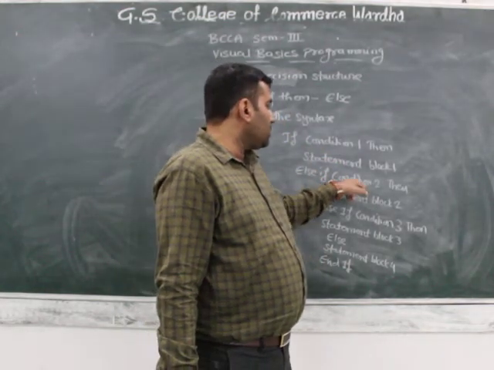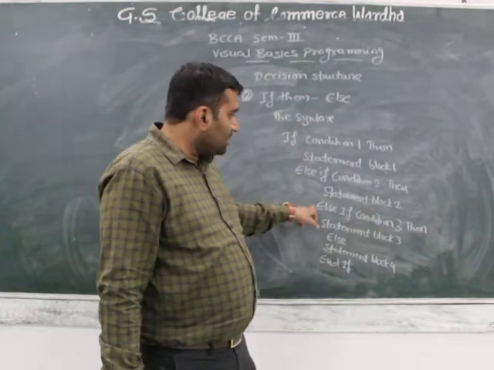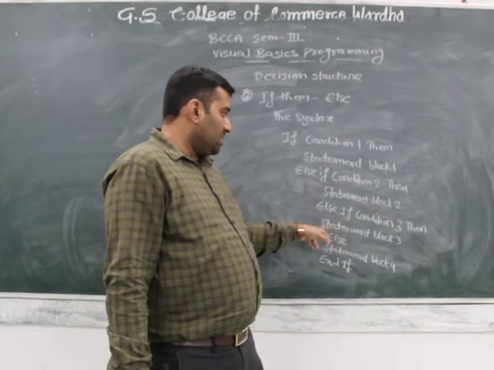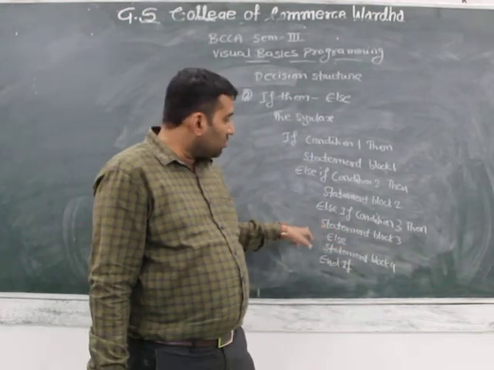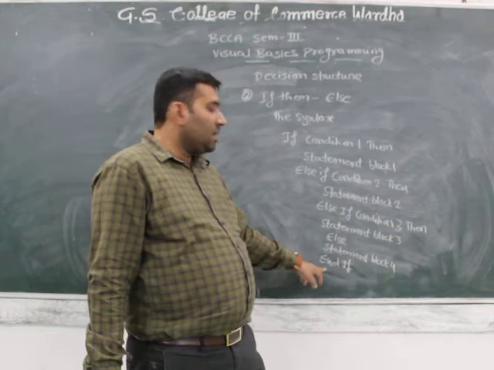Else if condition 2 is true, statement block 2 is executed. Otherwise go to condition 3. If this condition is true, then statement block 3 is executed. Otherwise it goes to the else part, statement block 4, and closes with the end if.